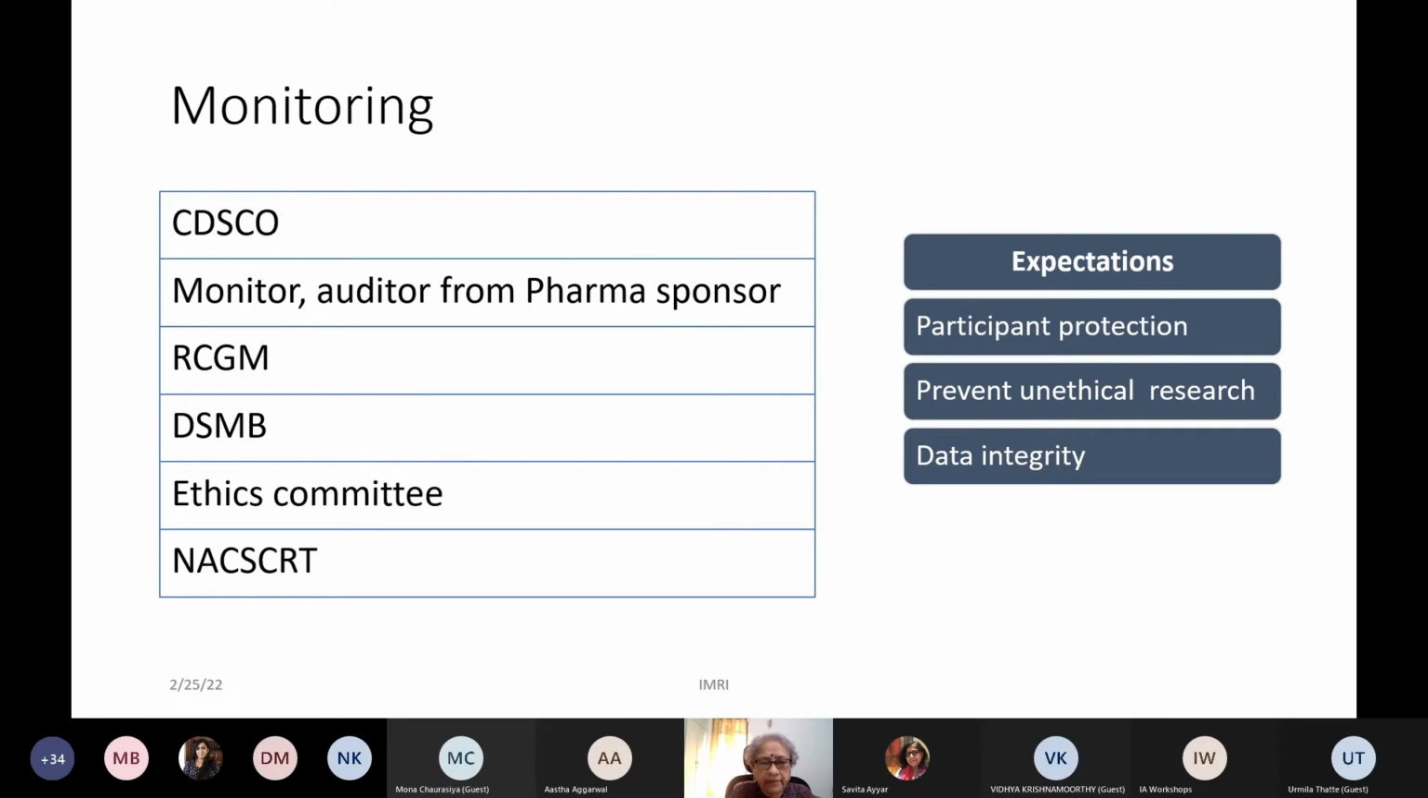And for stem cell, you have the National Apex Committee for Stem Cell Research and Therapy. Why is this monitoring required? It's mainly for protecting the participants, preventing unethical research, and to see that the data that is collected has integrity and can be validated. Next one, please.